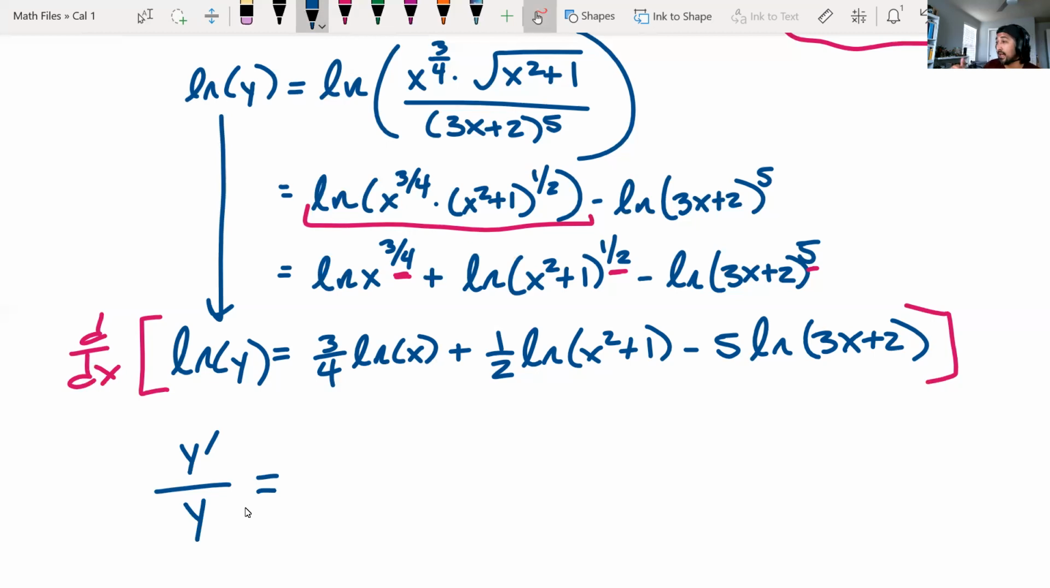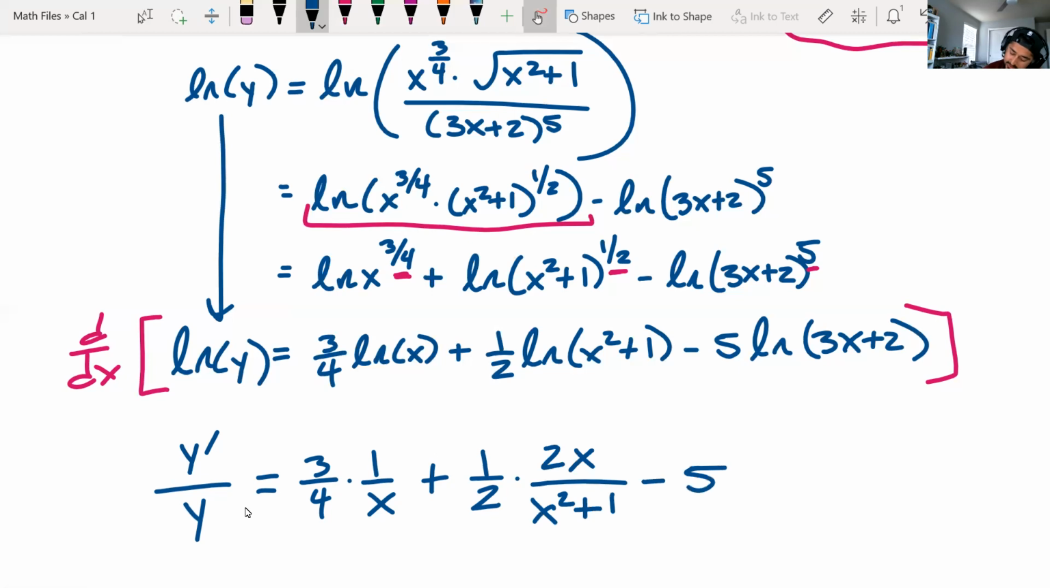So 3/4 times the natural log of x. That 3/4 will stay there. And what's the derivative of the natural log of x? 1 over x. Plus that 1/2 will stay there. But now we have a chain rule derivative for natural log of x squared plus 1. What is that derivative going to be? Two x over x squared plus 1. There you go.